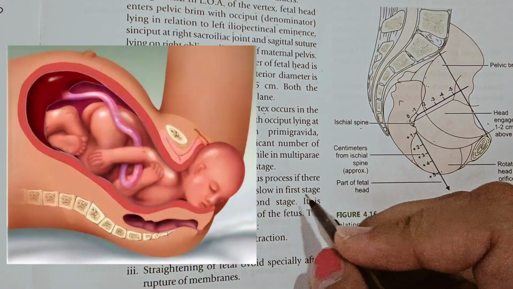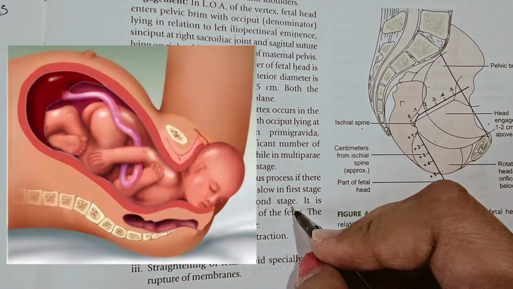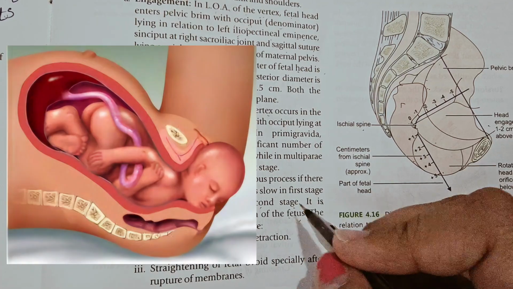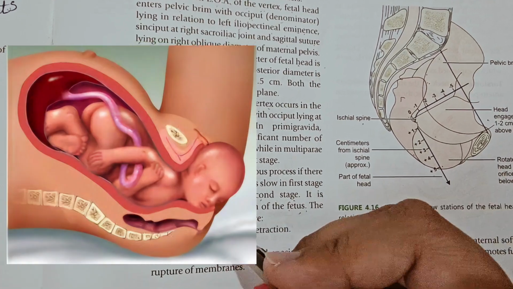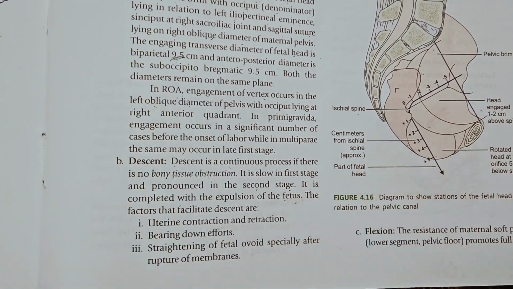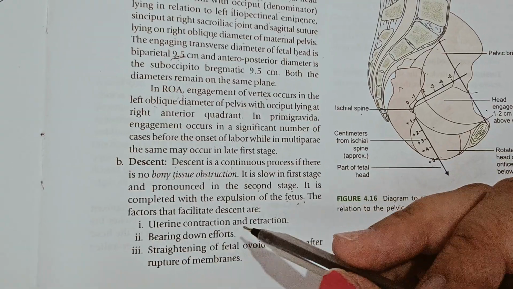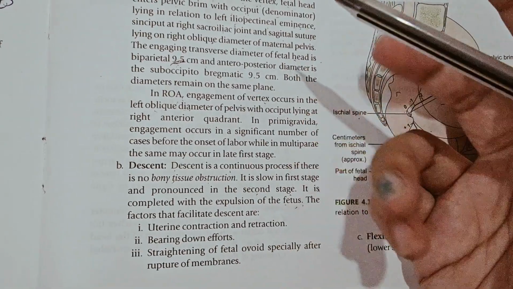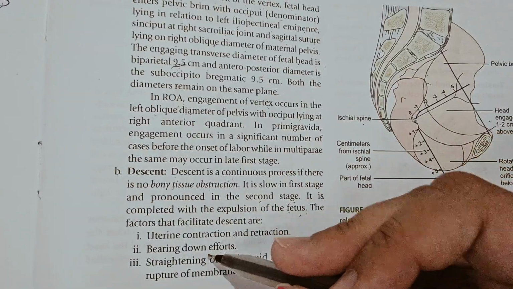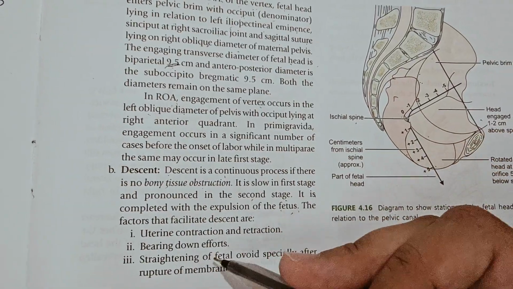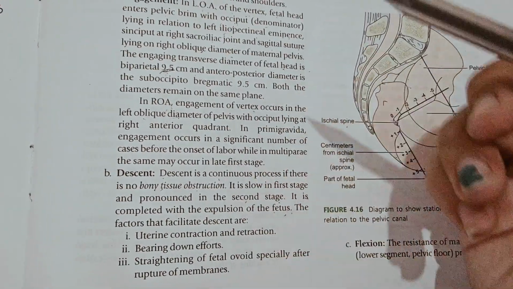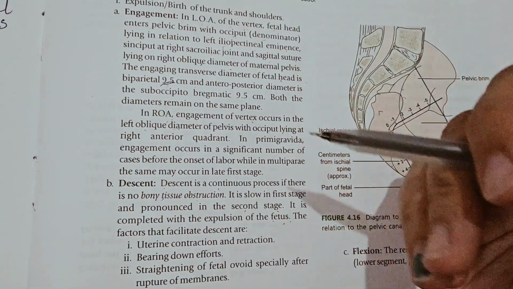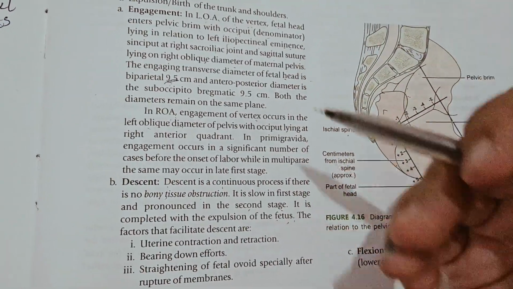Now it shows in the first stage and is pronounced in the second stage. It is complete with expulsion of the fetus, which happens after that. What happens at that time? Uterine contractions. In 10 minutes, 3 uterine contractions happen, contract and retract. Then the belly drop experience, bearing down efforts. The uterus pushes the fetus to come out.